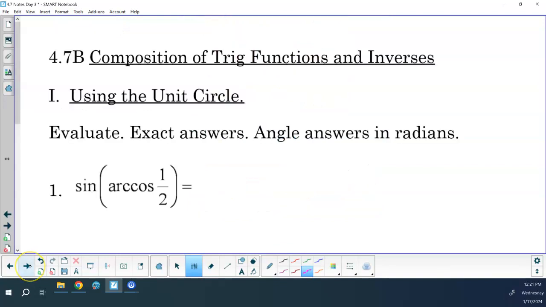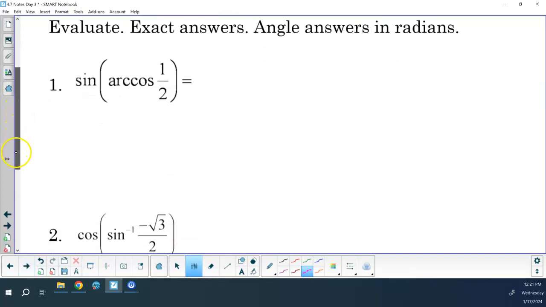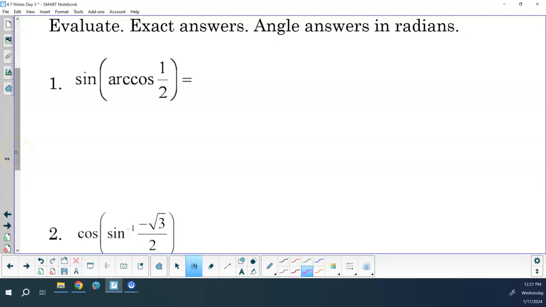How this works is we're going to be on the unit circle and we're going to be evaluating composition of functions, and we're always going to be giving our answers in radians. Okay? So same process. First thing you're going to do is figure out the arc cosine of 1/2. Top half of the unit circle, where is cosine 1/2? It happens at pi over 3.